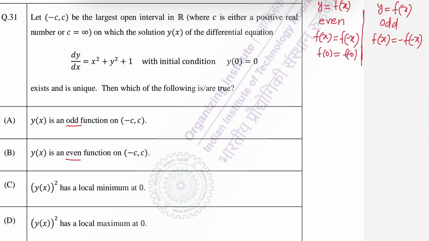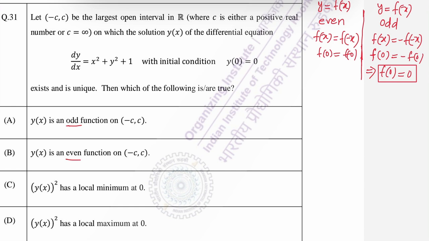So you are not getting anything. But on the other side, if you put x equals 0, then from this we have f(0) equals 0. So we got something. And here in the question, you see the same.